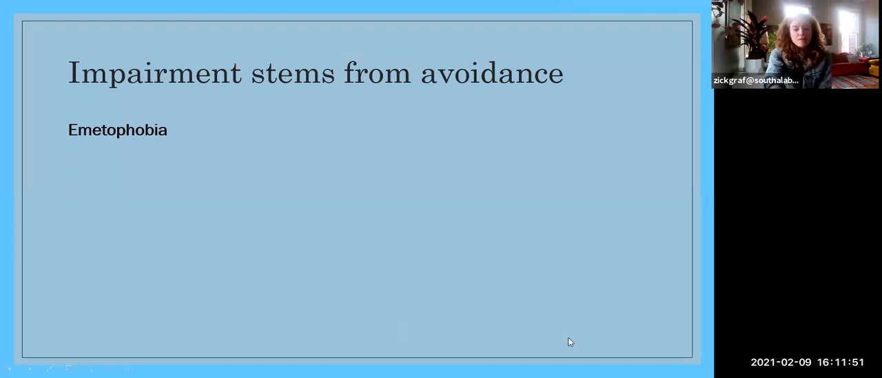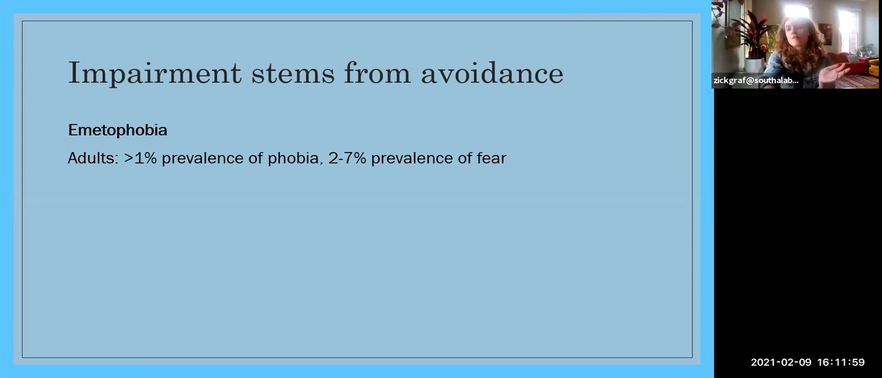Another example of avoidance driving the impairment of a specific phobia is vomit phobia or emetophobia. So emetophobia is one of the phobias that falls into that other category. So we don't have great prevalence estimates for how common it is. But studies have suggested that maybe around 1% of the population or a little bit less meets clinical criteria for having this phobia. They experience a lot of avoidance, a lot of distress on being exposed to cues related to vomiting, and a lot of impairment from their fear.